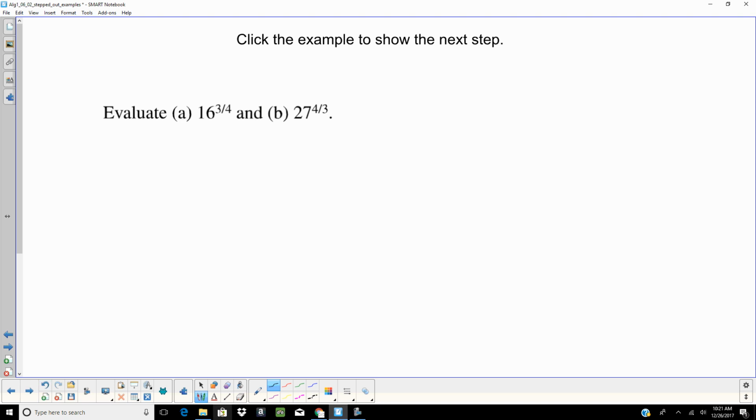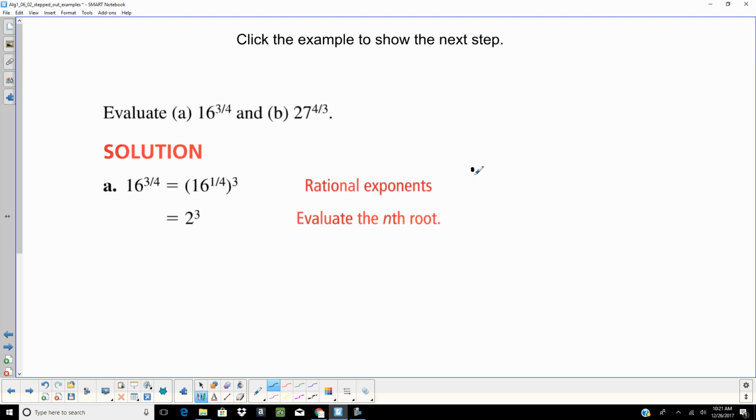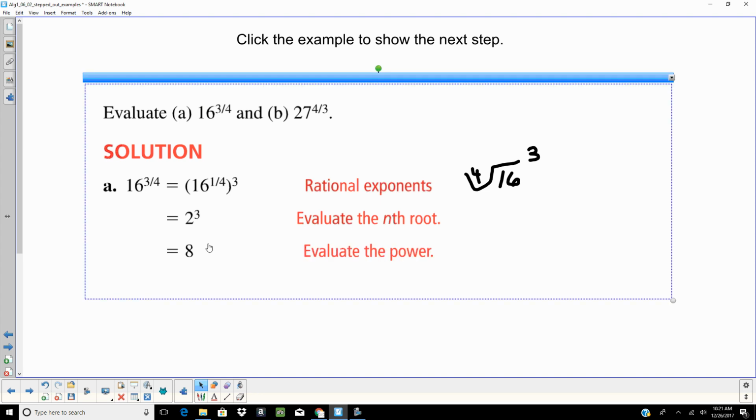So let's go ahead and evaluate 16 to the 3/4. Well, I probably would have gone ahead and written that as the 4th root of 16 cubed, because the 4th root of 16 is 2. Looks like they kind of skipped a little bit of a step, and that's fine. And then 2 to the 3rd power is 8.